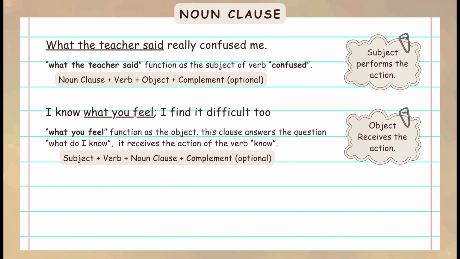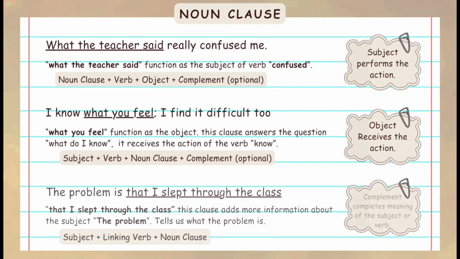Let's move on to the second sentence. In this sentence, the clause what you feel is the noun clause acting as the object. It is because this clause receives the action of the verb know, and it answers the question, what do I know? So in simple terms, you can think of it as the thing that the verb is talking about. So the structure will be subject plus verb plus noun clause plus complement.